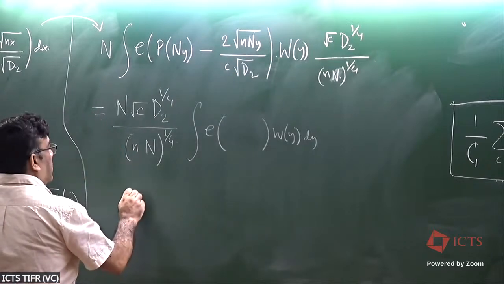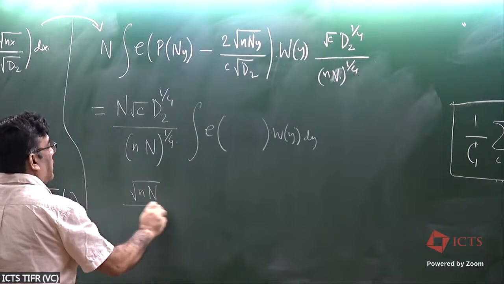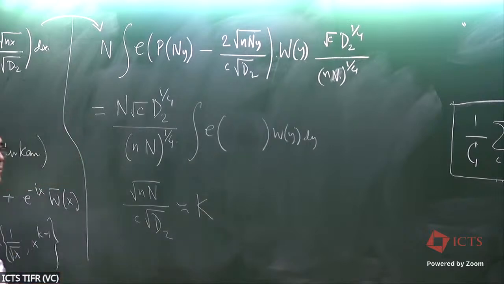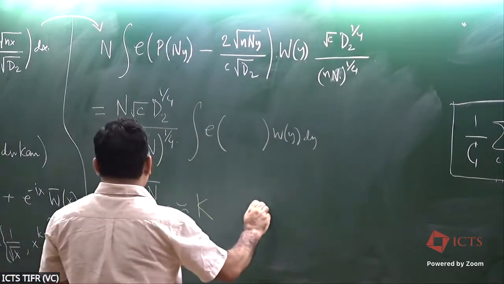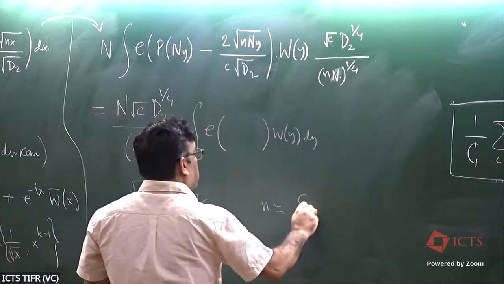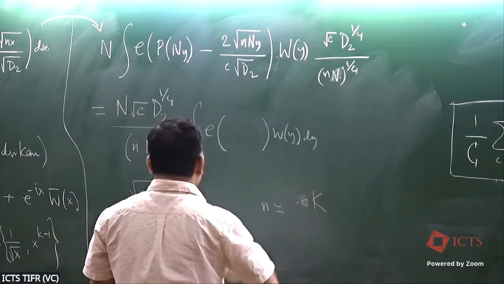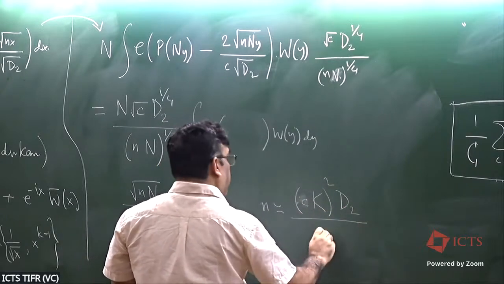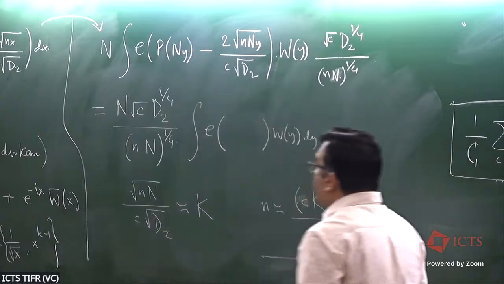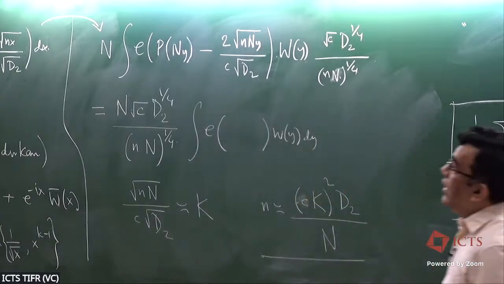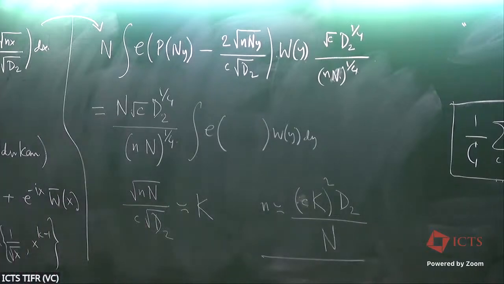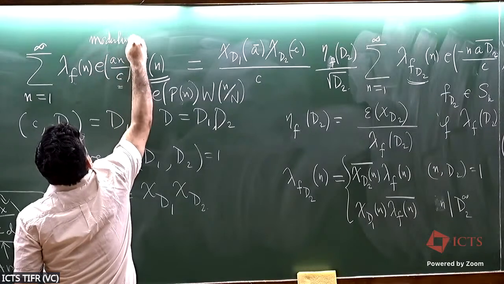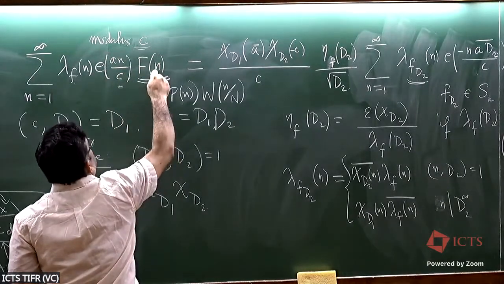So I should have root of small n, capital N, by c square root of d2 to be of size k. Right? And so I'll have n to be of size ck square d2 by n. Okay, so that's my dual length. Right? Okay, and let's come back over here. So here we have the modulus to be c, right? And this guy is oscillating like k.